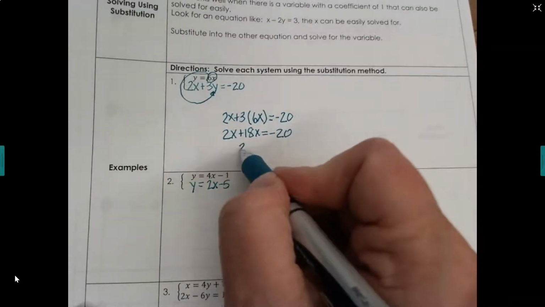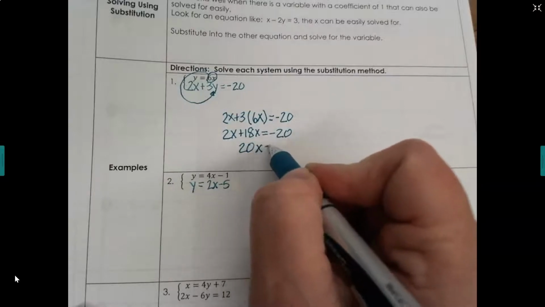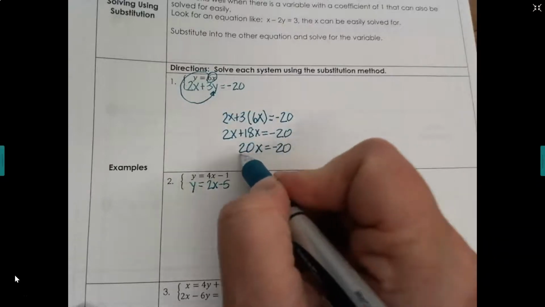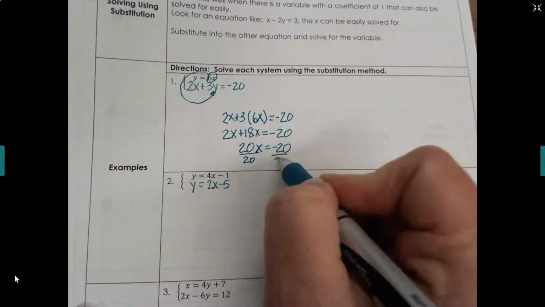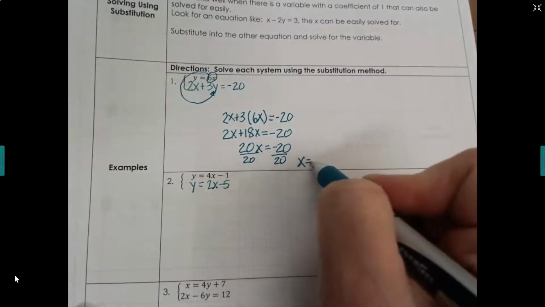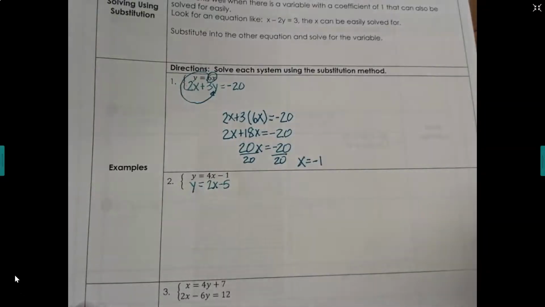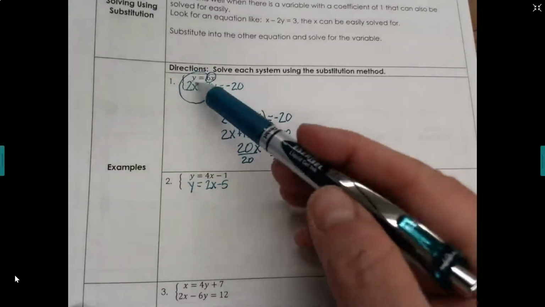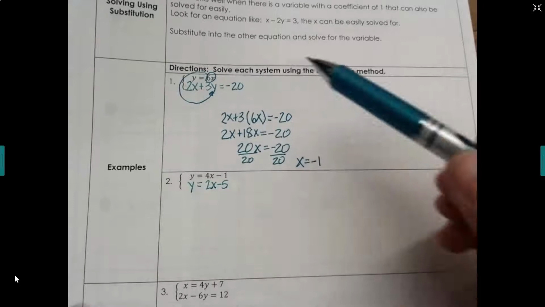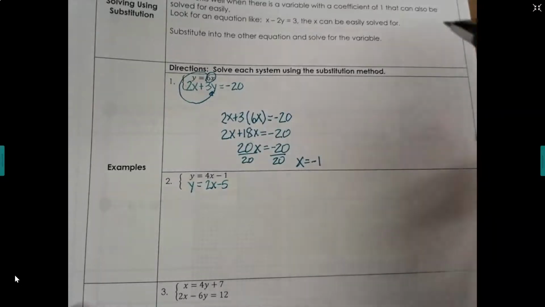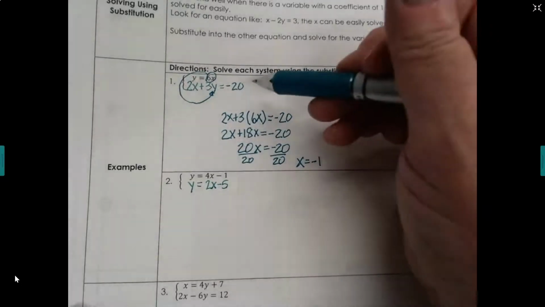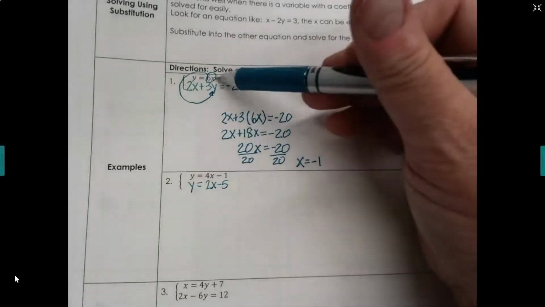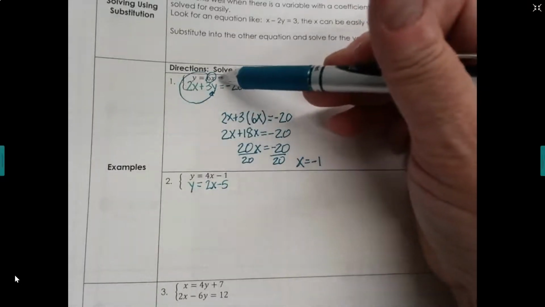Those are like terms. Add them together. 20x equals negative 20. Divide by 20. And you get x equals negative 1. Now we know what x is. We have an idea of what y is, but we want the actual number. So we're going to take that negative 1 and plug it into one of these two equations that we started with. I'm going to use this top one.